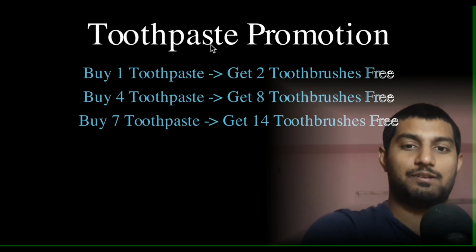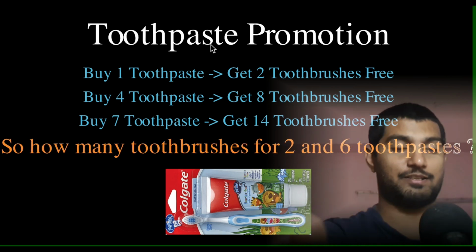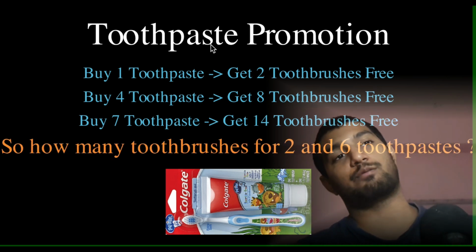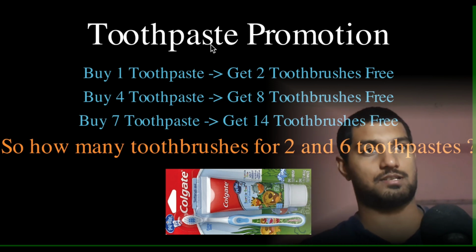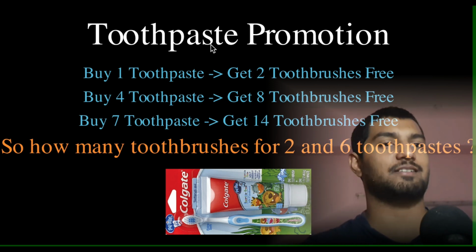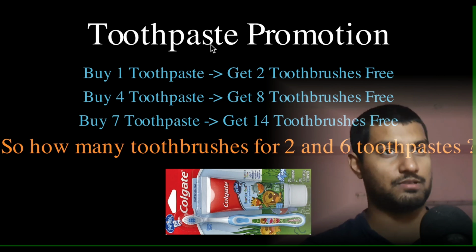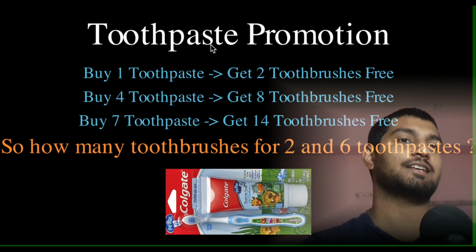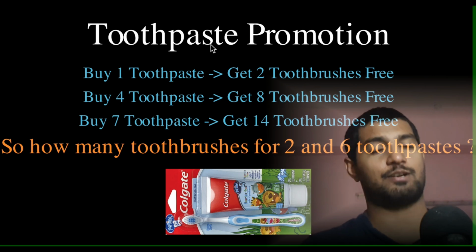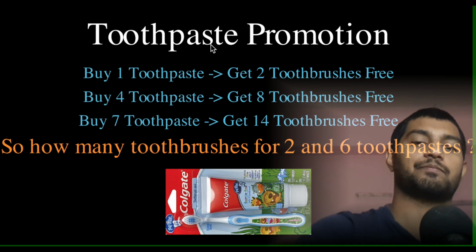Now there is another example before solving our money problem, dollar and euro conversion. We have this toothpaste promotion where if you buy 1 toothpaste, you will get 2 toothbrushes. If you buy 4 toothpaste, you will get 8 toothbrushes. If you buy 7 toothpaste, you will get 14 toothbrushes for free. So how many toothbrushes will I get if I buy 2 and 6 toothpaste, right?